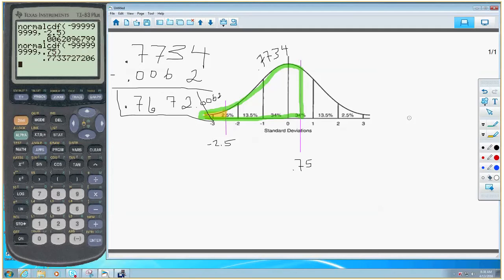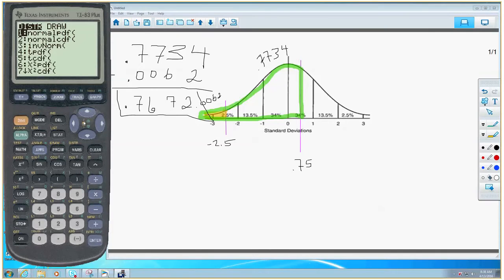So we go second bars in normal CDF, and then negative 2.5, comma, 0.75. It's a miracle. 0.7672.